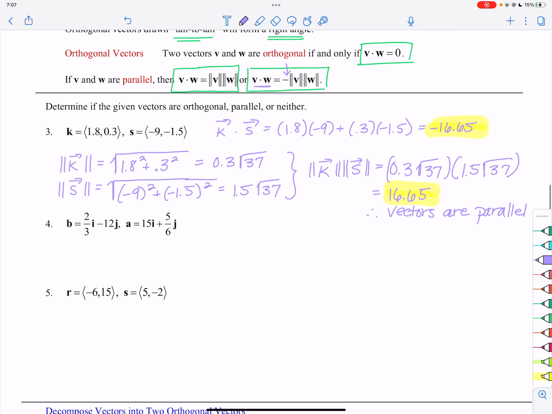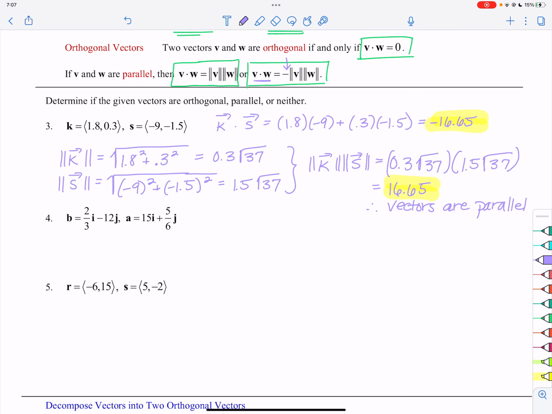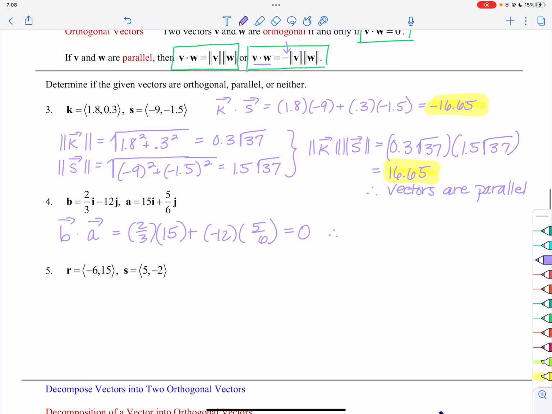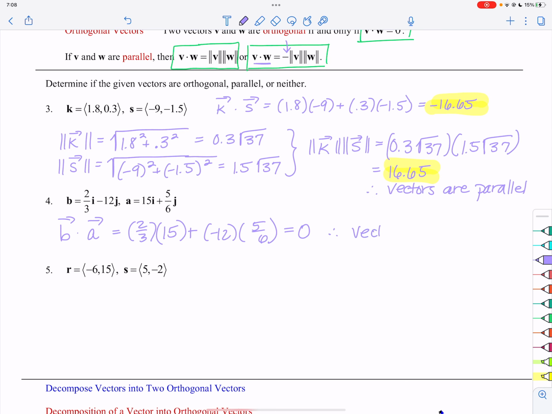Okay, let's look at number 4. If we go ahead and find the dot product of B and A, you can see here that we'll have 2/3 times 15 plus negative 12 times 5/6, and we come up with 0. Therefore, these vectors are orthogonal.